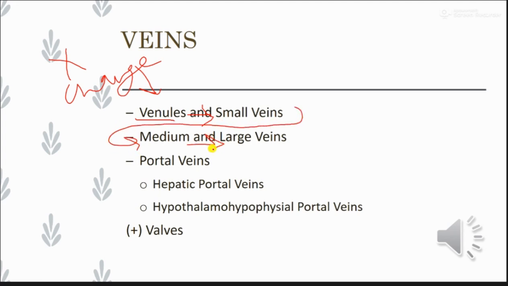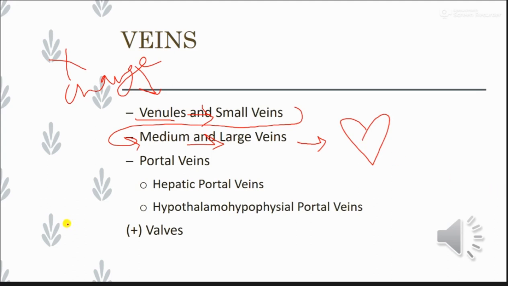And then the medium veins, as you can see, collect blood from your small veins to the large veins. The large veins transport blood from the medium veins to the heart. So that is the flow of the blood from your capillary to the venous system and then to the heart.